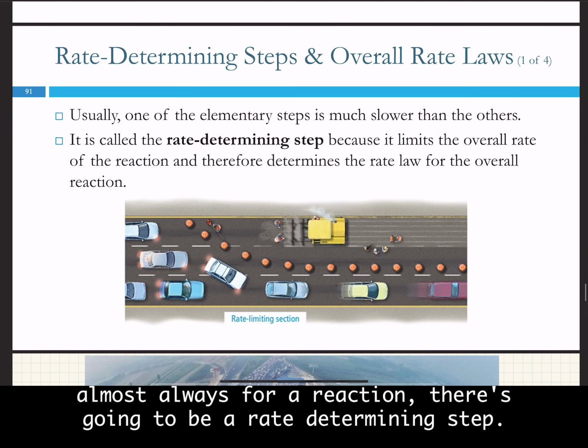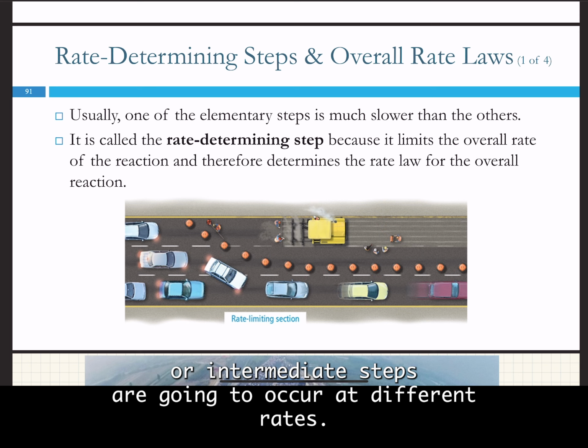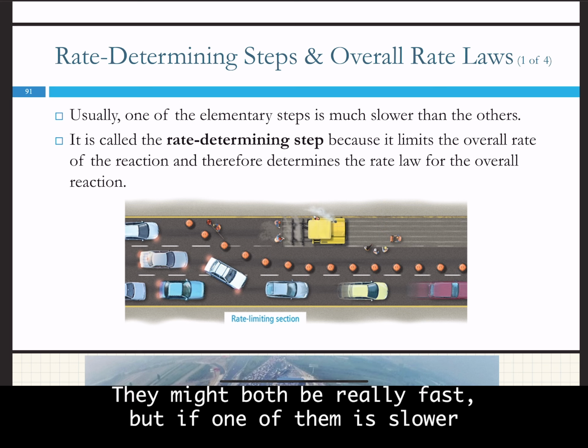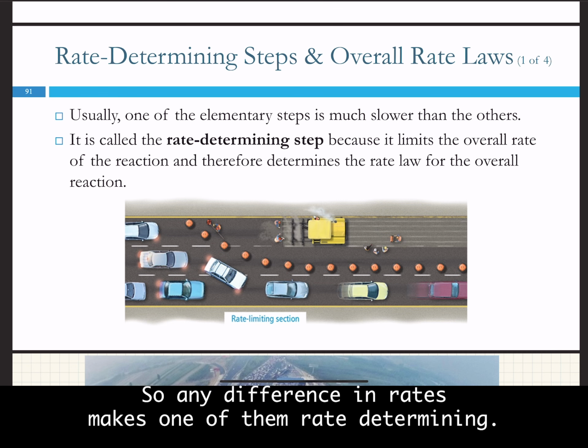Almost always, for a reaction, there's going to be a rate determining step. The intermediate steps are going to occur at different rates. They might both be really fast, but if one of them is slower, that's the rate determining step, right? So any difference in rates makes one of them rate determining.